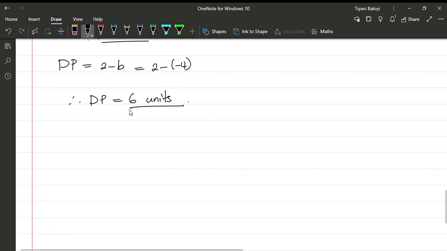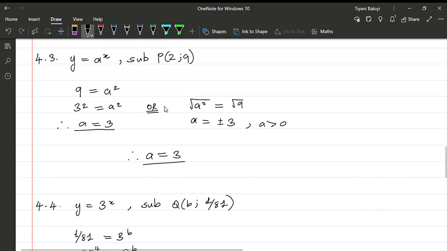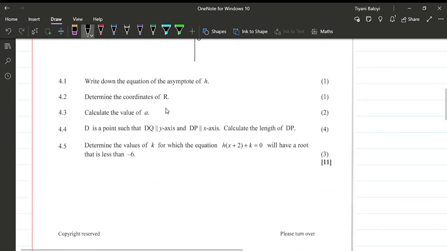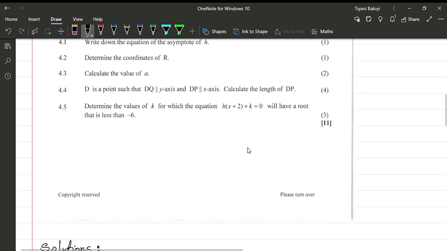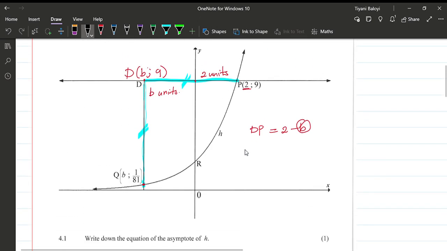This is what we have, right? So now we can move on to 4.5. The question says determine the values of k for which the equation h(x) plus 2 plus k is equal to 0 has a root that is less than minus 6. So let's just revisit this.